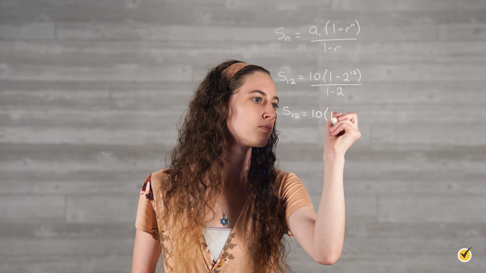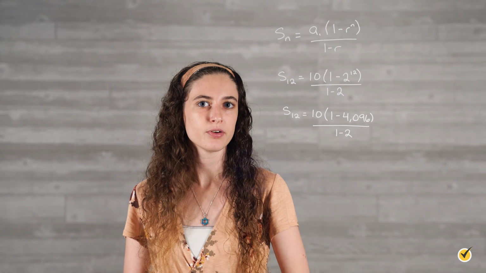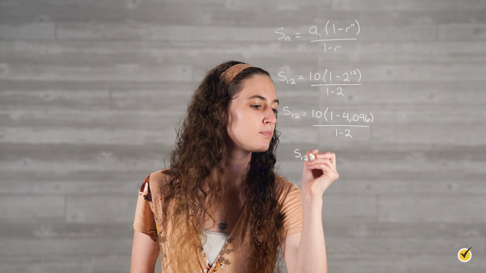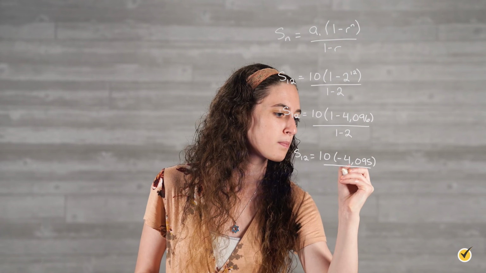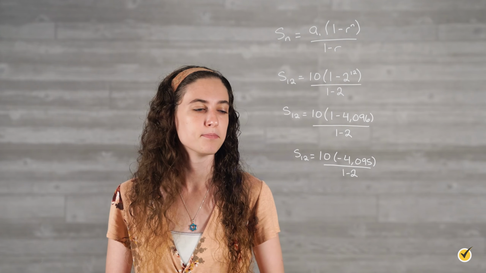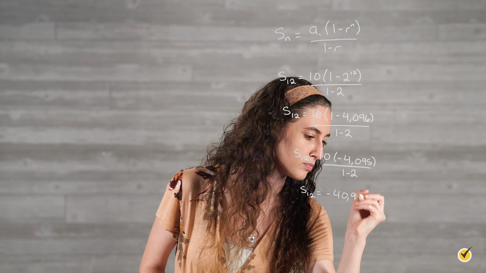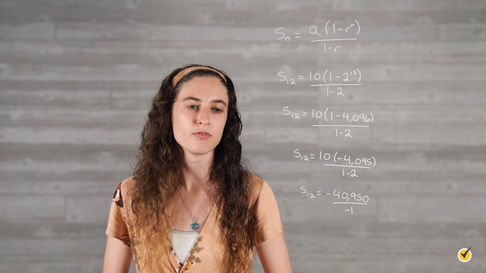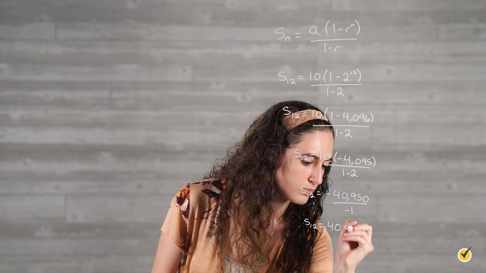Next, we can simplify the exponent. Since 2 to the 12th equals 4,096, we can rewrite the equation. Now we can solve the expression in parentheses. 1 minus 4,096 is negative 4,095. So we can rewrite the equation again. Our next step is to simplify the numerator and denominator. 10 times negative 4,095 equals negative 40,950, and 1 minus 2 equals negative 1. Finally, we can divide to solve. Malik will deposit $40,950 by the end of the year.